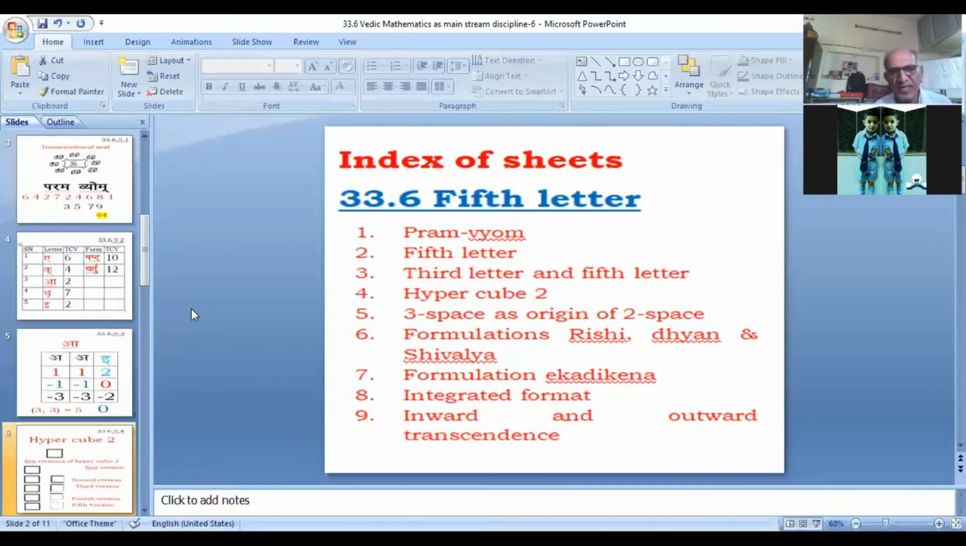The seventh phase is going to be a concentrative revisit to the formulation Ekadike, as these five letters are in fact the first five letters of the formulation Ekadikena, the first formulation of the first sutra of the Vedic mathematics.